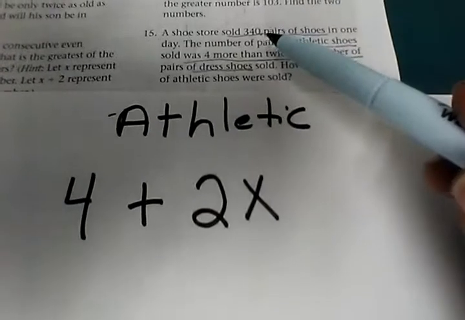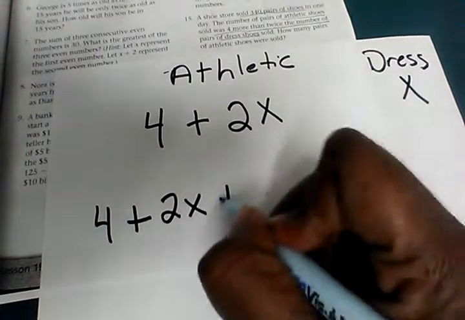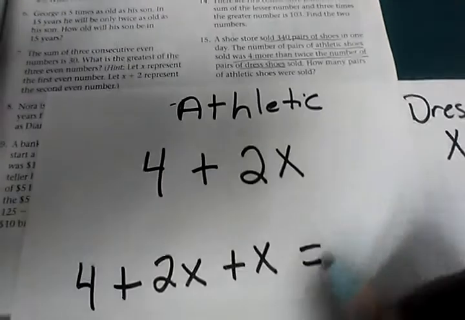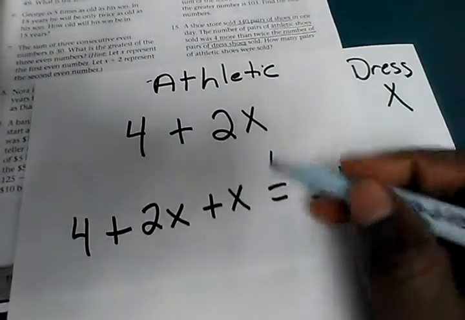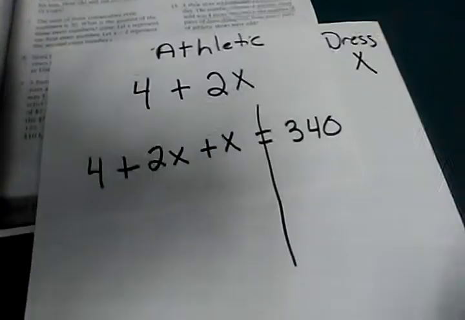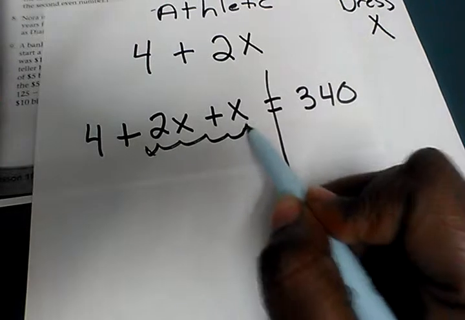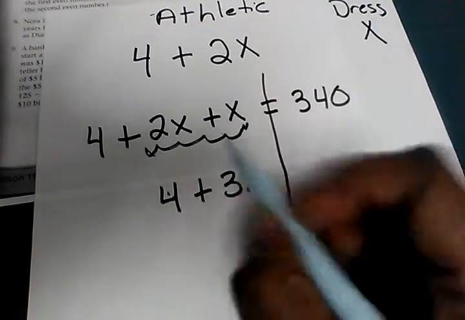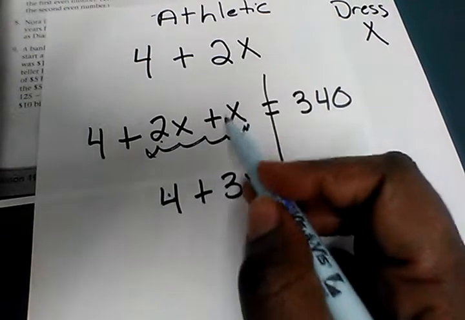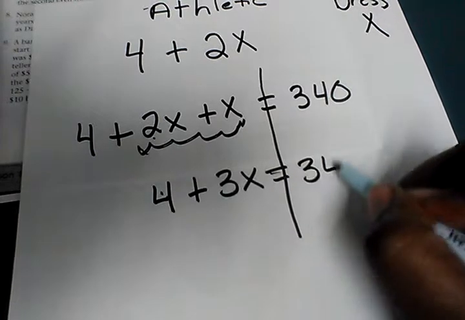I know I have a total of 340. So to me, this is saying 4 plus 2X plus X equals 340. That's what it's telling me. Again, splitting it down to the equal sign, time to do the math. And again, this part should be the easy part for you. Like terms go together. So this is going to be 4 plus 3X. And I know I got 3 from 2 plus the understood 1 right there equals 340.